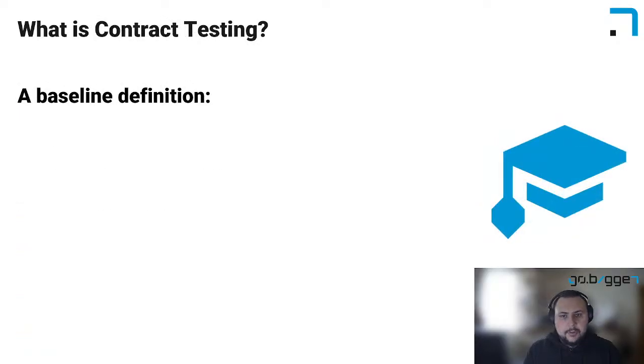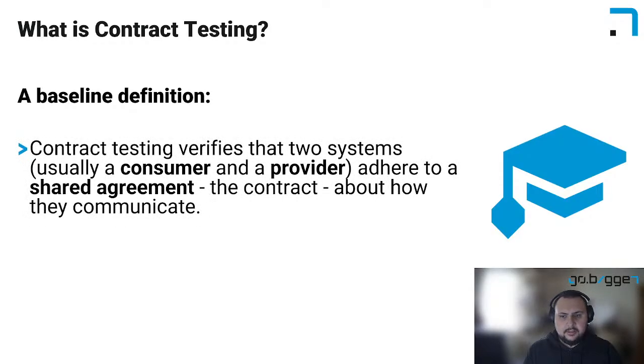So I'm going to give you a baseline definition of what contract testing is. Contract testing verifies that two systems, in this case a consumer and a provider, adhere to a shared agreement, a contract, about how they communicate. So you can basically think of it as we set in stone what one shall provide in terms of what we request, and on the other side, what we get back from the request. In this case, our response. And this is being held in written form inside of a contract that we use for our contract testing.